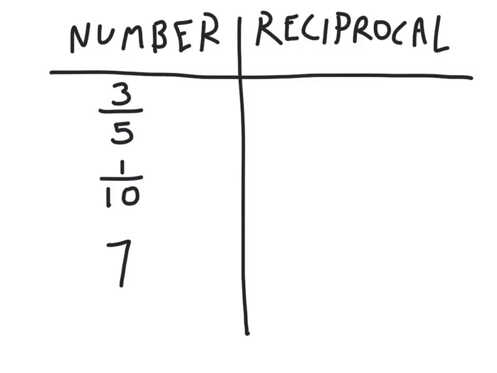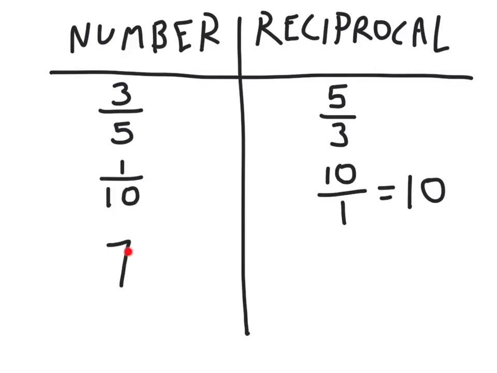So let's do a little bit of practice. If I start with 3/5, the reciprocal is 5/3. Flip the fraction. If I start with 1/10, the reciprocal is 10 divided by 1, and remember, that's the same thing as 10. But wait a minute, what happens when I get to 7? 7 isn't written as a fraction, but it is a rational number, so we know we can write it as a fraction. Remember, we can write 7 as 7 divided by 1. So when we take the reciprocal, we just flip that, 1/7.